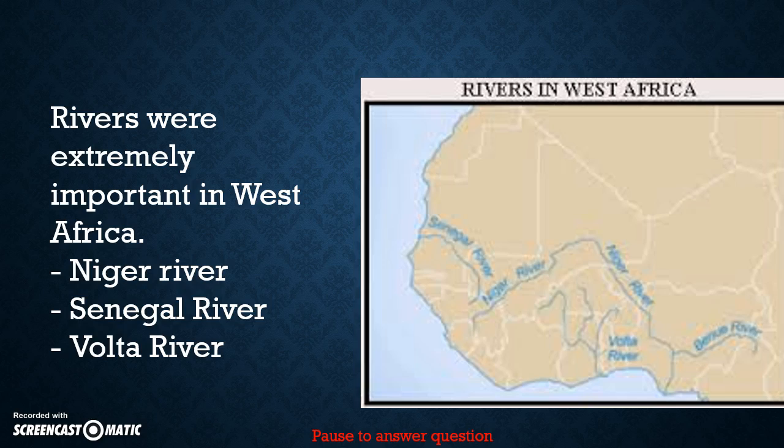Rivers were extremely important in West Africa. One of the most important ones is the Niger River. It's very long and curved right here. You also have the Senegal River, as well as the Volta River. And these were super important. Pause the video and I want you to think of 3 ways humans would use rivers in the past. So pause now and answer that question.